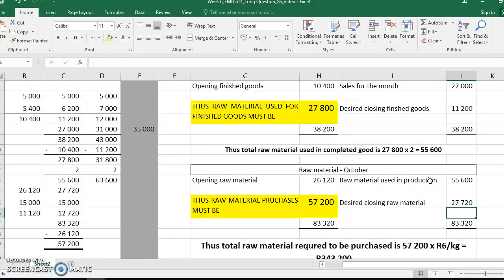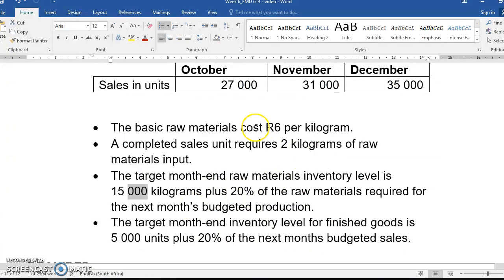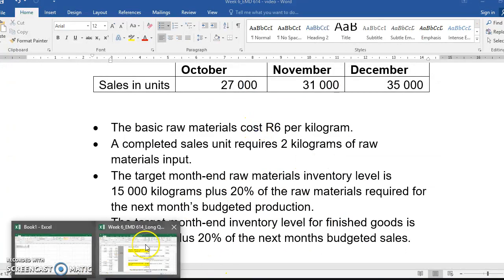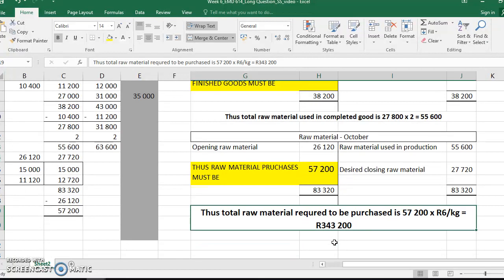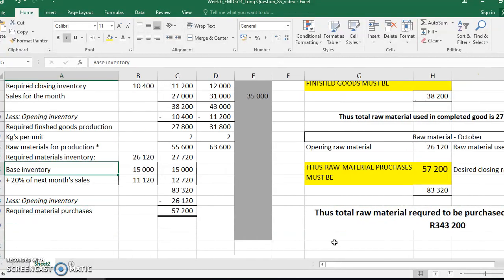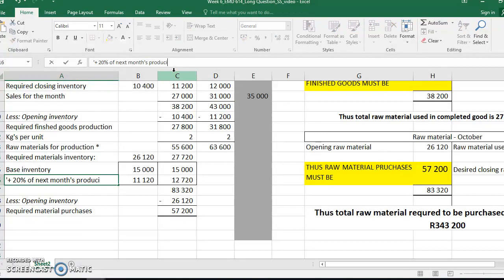Now when you have desired closing stock plus units used in production, it gives you the total, less the opening raw material gives you the raw materials that must be purchased. And if the purchase price is 6 Rand per kilogram, we therefore will need to pay 6 Rand times 57,200, which is 343,200. Let me just change this here so as not to confuse you. It should be next month's production.